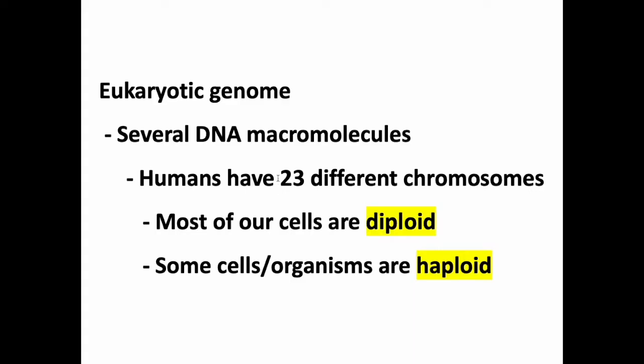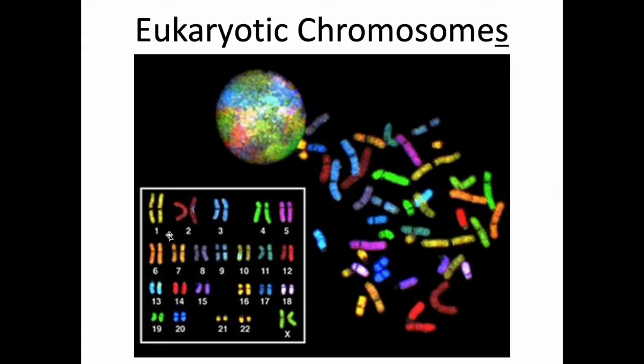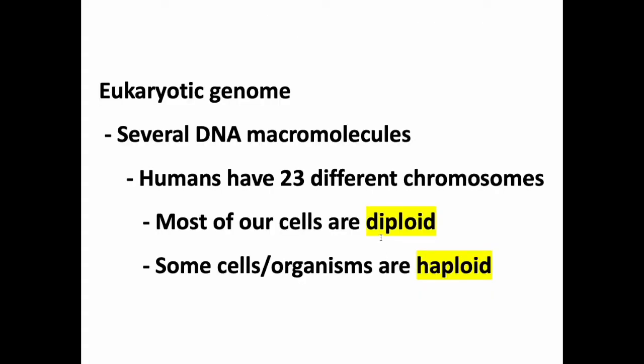Humans in particular have 23 different chromosomes, and this allows me to introduce a couple of other terms here. If we go back to this figure, we can see there's chromosome 1, chromosome 2, chromosome 3, chromosome 4, and so on, but we see 2 of each of these. And indeed, we have 2 different versions of chromosome number 1, 2 different versions of chromosome number 2, 2 different versions of chromosome number 3, and so on. The term for this is diploid. The key terms define diploid as a cell, nucleus, or organism containing 2 sets of chromosomes.